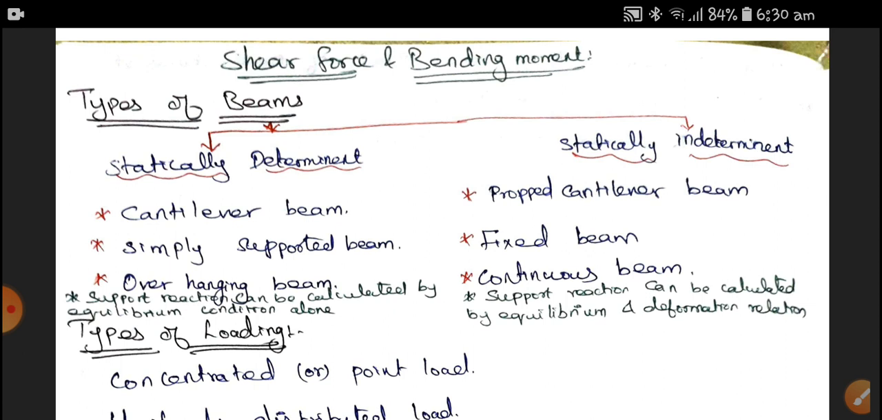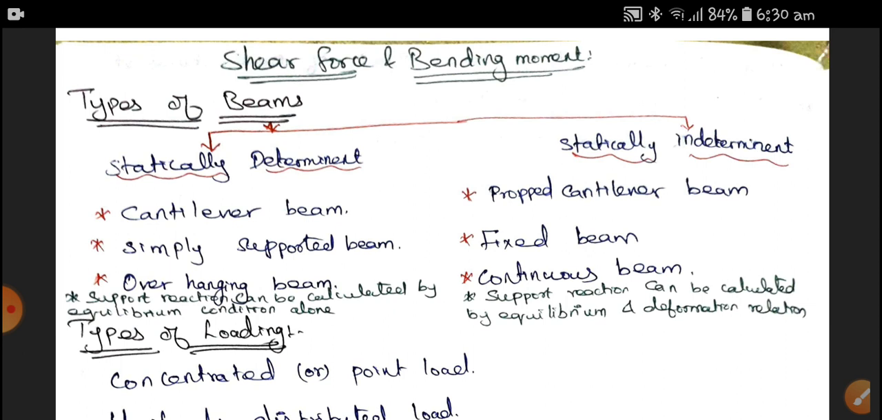Today's topic is shear force and bending moment. The shear force and bending moment, slope and deflections come under the topic of beams. Most of our structures are either a beam or a column. For calculation purposes, we consider most of the conditions as beams and columns in the static condition.